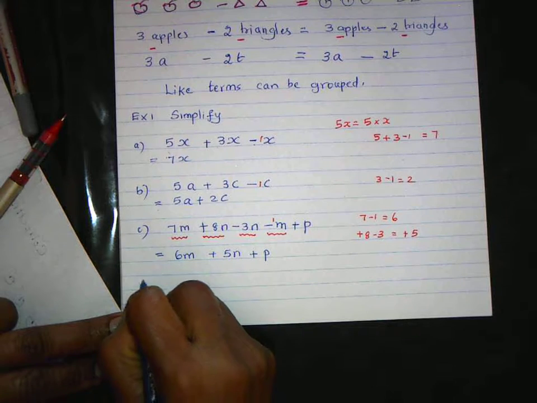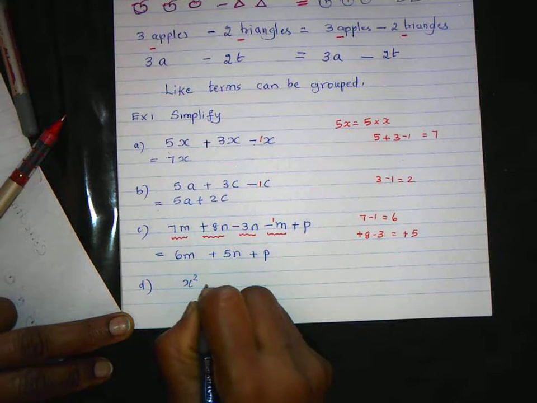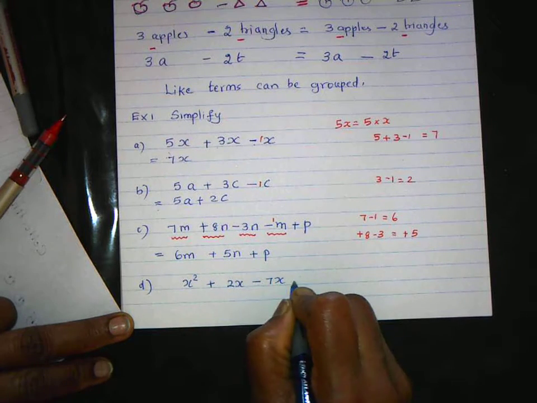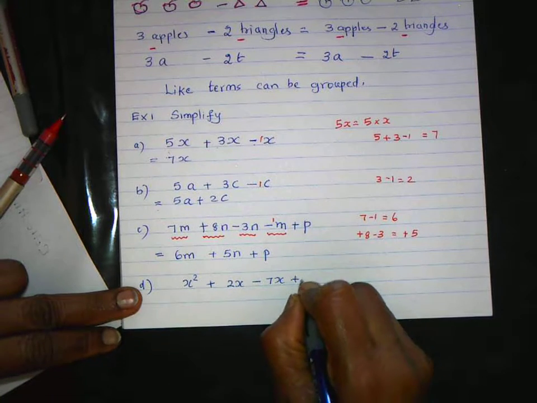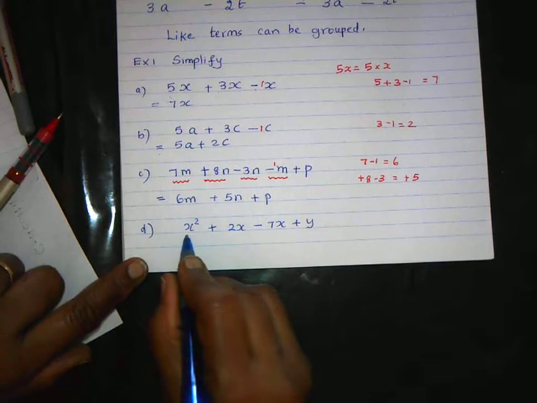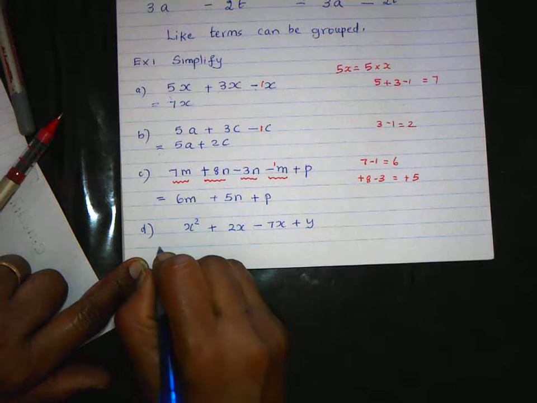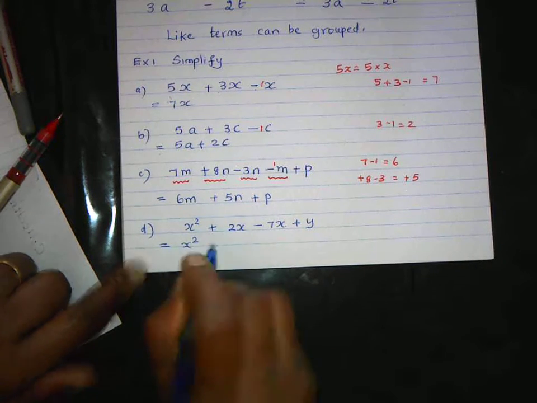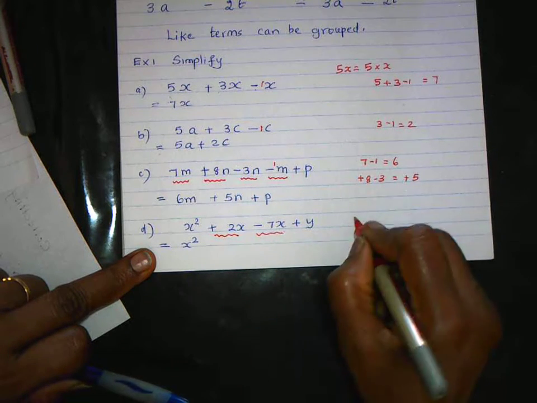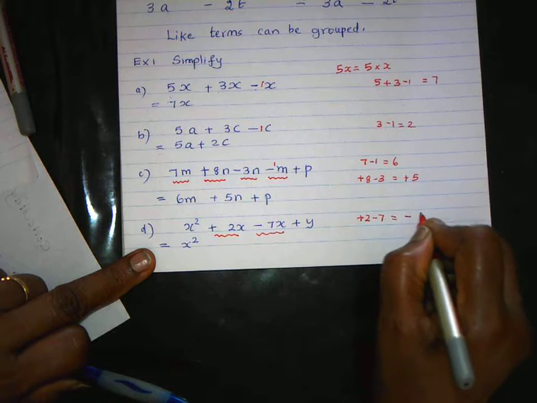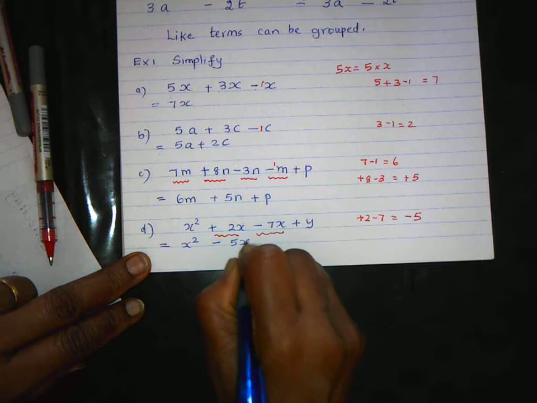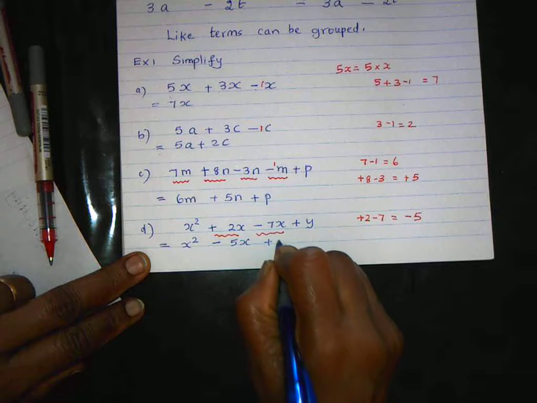If I put one more, x squared plus 2x minus 7x plus y. Right. When we start looking at the question, x squared has nothing to group with. So we write it as x squared. Now 2x can be grouped with minus 7x. So it's plus 2 minus 7, which is minus 5. So these two together give you minus 5x. And then y has nothing to group with, we write y. Okay.